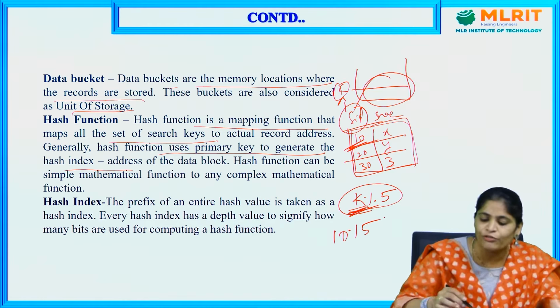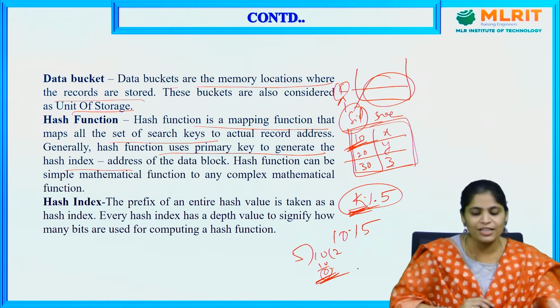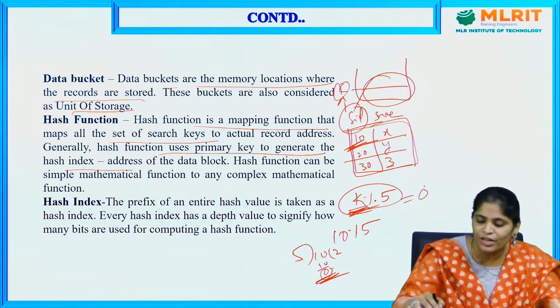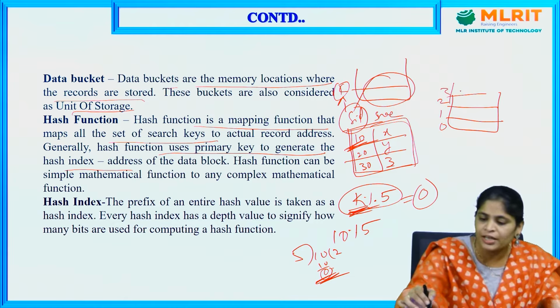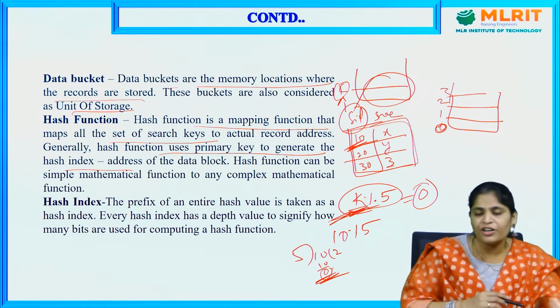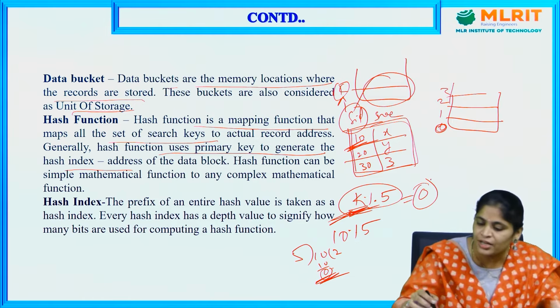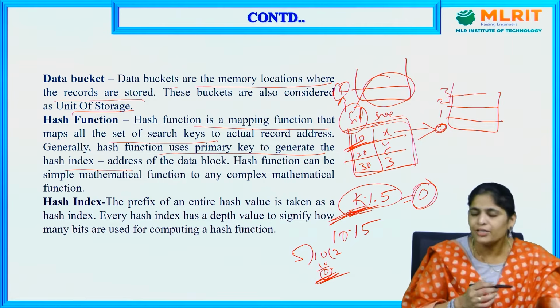So here what we have to do? 10 modulo 5. What is 10 modulo 5? That is nothing but 0. So in the block 0, see these are the blocks 0, 1, 2, 3, right? So in the block 0 which was generated by this hash function, the address which was generated is 0. So at this 0 location, this record will be stored.